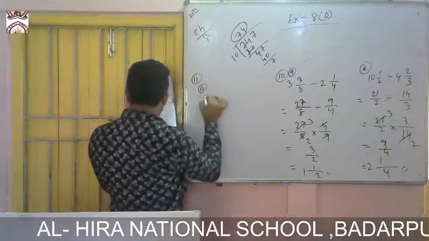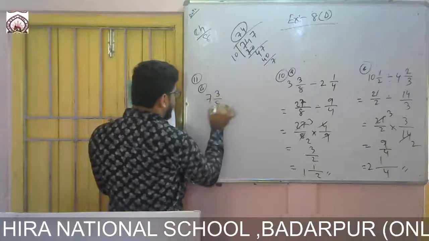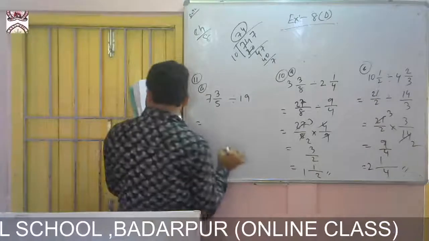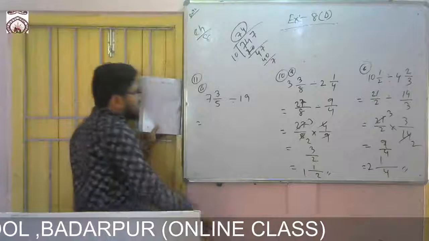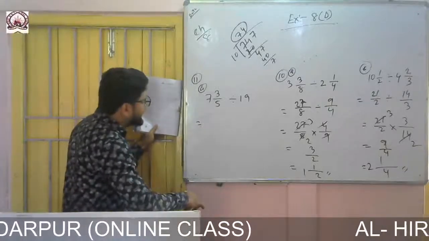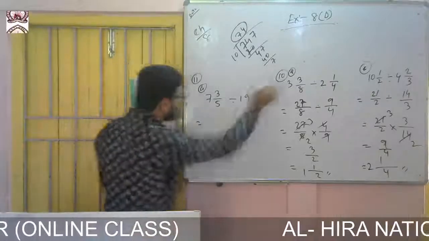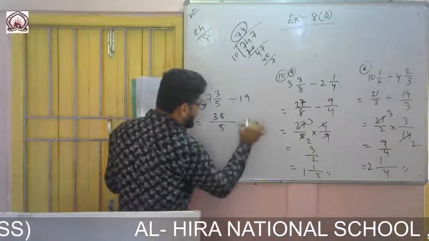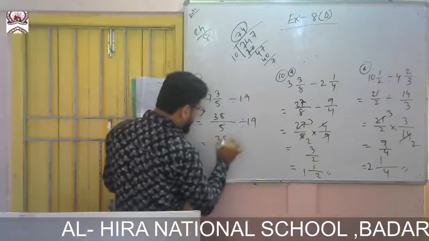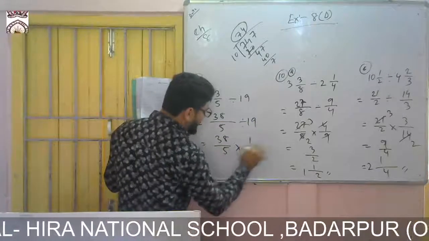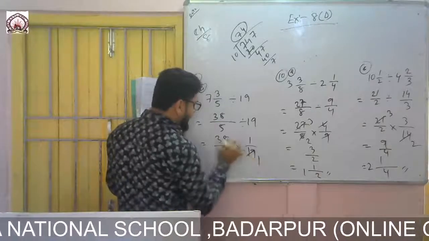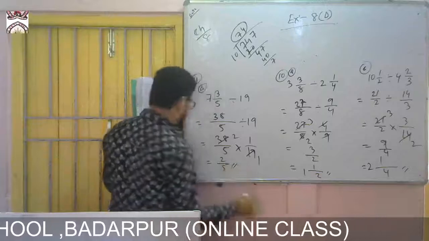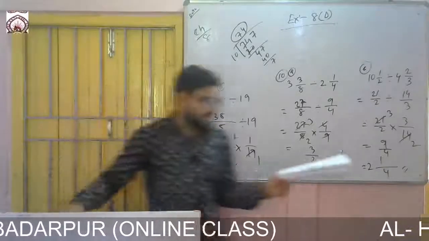Number A, 7 3 by 5 divided by 1 by 9. So it will be what? 7 5s are 35, 35 plus 3, 38 by 5 divided by 1 by 19. So 38 by 5 into 1 by 19. 19 1s are 19, 19 2s are 38. So it is 2 by 5. That is the answer. 2 by 5 is the required answer.